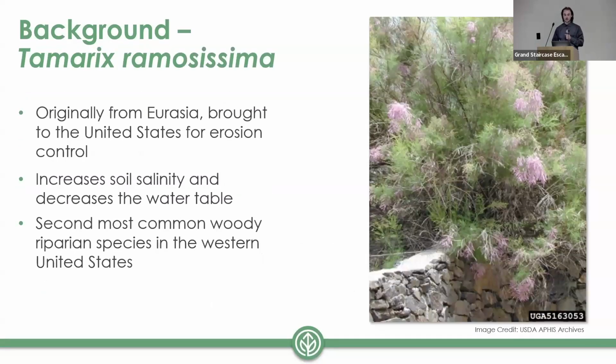A little background about tamarisk. Here's its scientific name. It's originally from Eurasia, but it was brought to the United States for erosion control. It spread like wildfire in the early 1900s, and now it's very common in a lot of Western riparian areas. It's a big problem. It increases the soil salinity. It's also a salt eater, so it secretes salt, and it also takes up a lot of the water resources, decreasing the water table. One of the studies that we found said it was the second most common woody riparian species in the Western United States, which is a pretty staggering number.